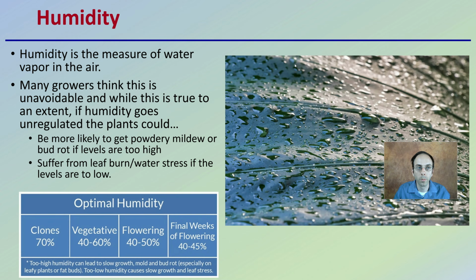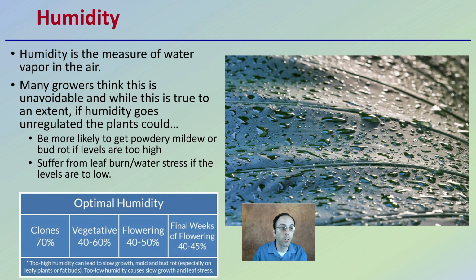All right, so humidity. What is humidity? Well, humidity is the measure of water vapor in the air. Many growers think it's unavoidable, and while this is true to some extent, if humidity goes unregulated, the plants could become more likely to get powdery mildew or bud rot if levels are too high. They could also suffer from leaf burn or water stress if the levels become too low.